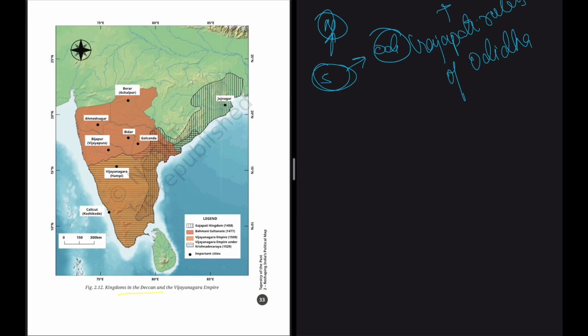So the kingdoms in the Deccan and the Vijayanagara Empire. This was the whole of the Vijayanagara Empire, and we can see Bijapur and Golconda. These were the two with which they fought wars, and they also fought wars with the Gajapati Empire as well, which was in parts of Odisha. This was the Gajapati Empire.